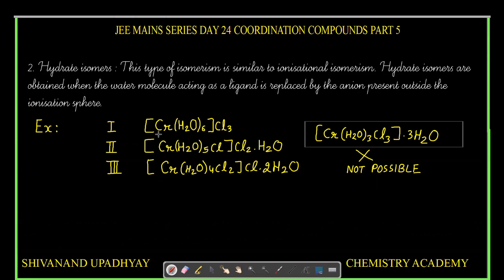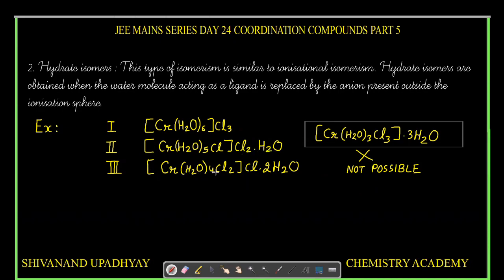ionization sphere. So here, when we are discussing, the water molecule is acting like a ligand, and the water molecule is neutral and it is going to exchange with an anion outside the ionization sphere. Like if this is the compound where chromium is present in +3, coordination number is 6. So if I am exchanging one water molecule, if I am putting this water molecule outside the ionization sphere and taking this chloride ion inside the coordination sphere, then I can write that Cr(H2O)5Cl Cl2 dot H2O.